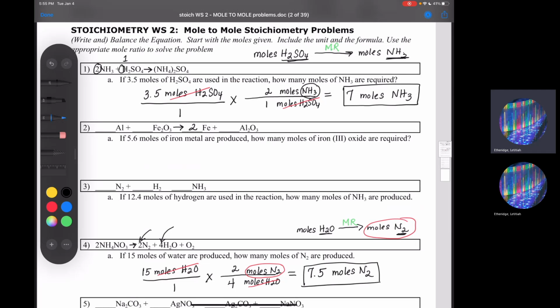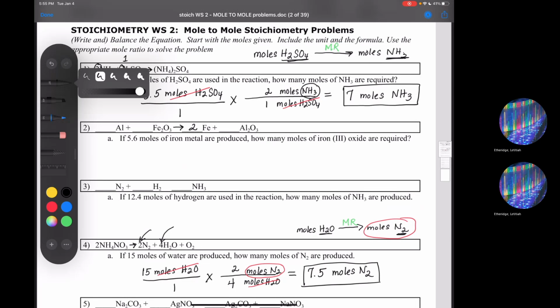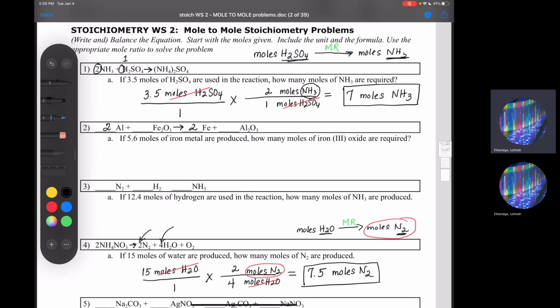I have 2 aluminum on the right side. I only have 1 on the left side. That means that I need a 2 here. And that is my balance. Okay, so now we can go about trying to solve the problem. So it tells us that we are starting with moles of iron metal.